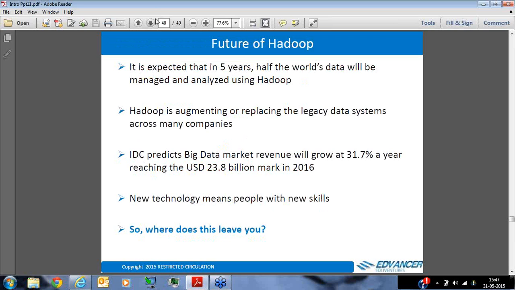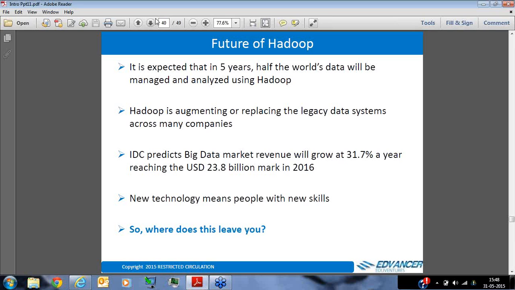So what is the future of Hadoop? It is expected that over the next 5 years, half of the world's data will be managed and analyzed using Hadoop. Hadoop is now augmenting or even replacing the legacy data systems across many companies. Many companies are replacing their mainframe systems, many are replacing their data warehousing infrastructure and using Hadoop, or at least adding Hadoop to their existing infrastructure to do the data processing in a much quicker time.